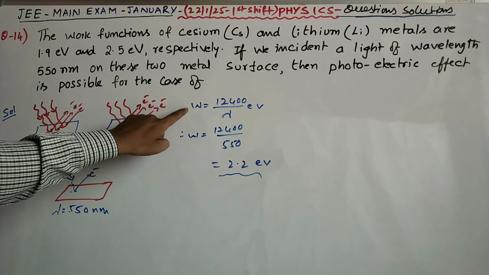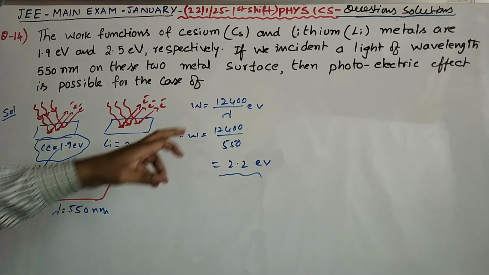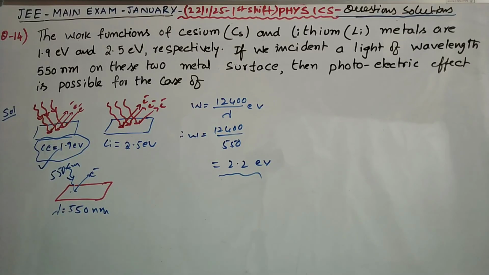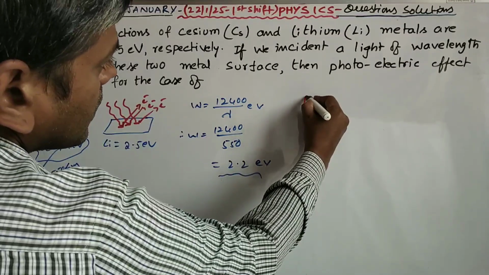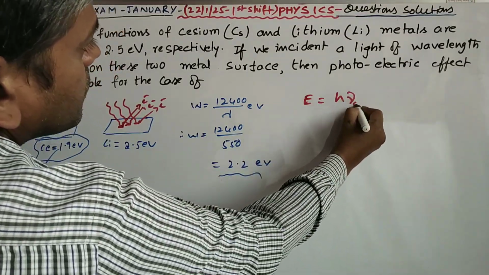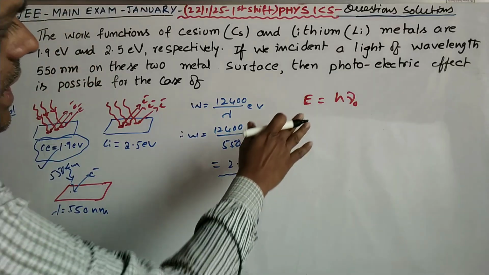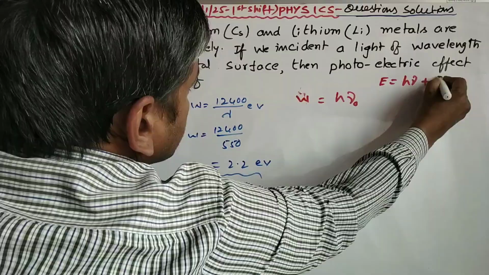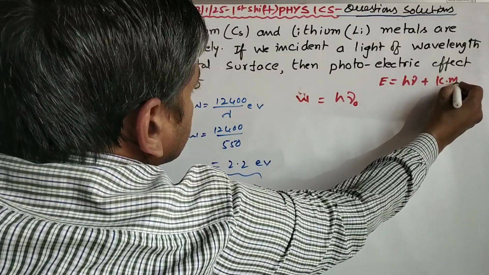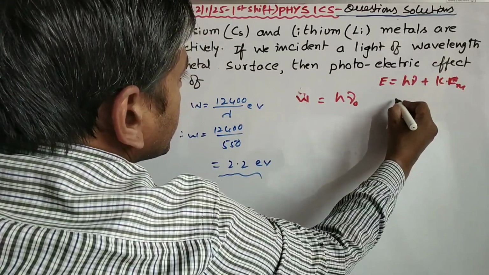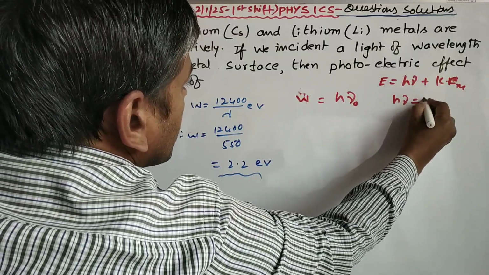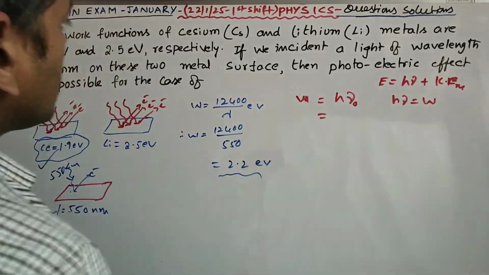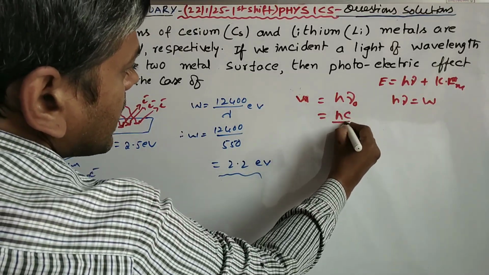But here I would like to explain why you get this work function W is equal to 12,400 electron volt by wavelength, which is obtained from your previous knowledge. You know, E is equal to h nu. This is the work function actually. From Einstein's photoelectric equation, E is equal to h nu naught plus K max, kinetic energy maximum. Here h nu naught is called the work function. So work function is equal to h nu naught, and in terms of wavelength, we may write hc by lambda naught.